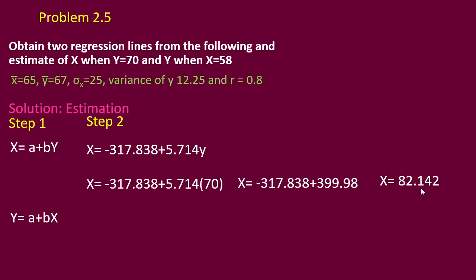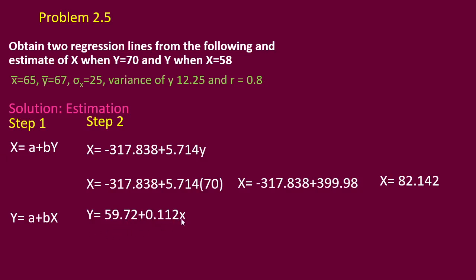So the value of x will be 82.142 when the value of y is 70. So it's our first estimation. And consider the second regression equation, y equals to 59.72 plus 0.112x. Again, it should be in this format, y equals to a plus bx format. So here a represents a constant number. Here the constant number is 59.72 plus b represents a regression coefficient, that is 0.112 into x.